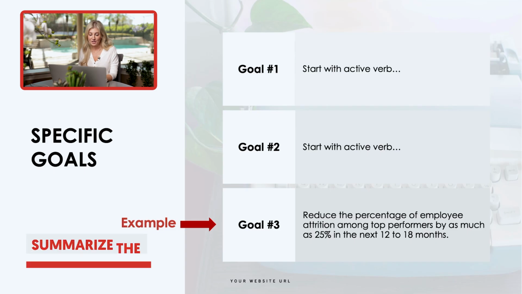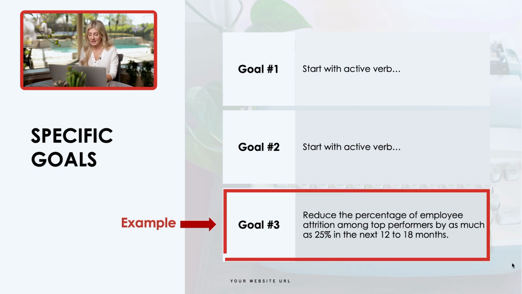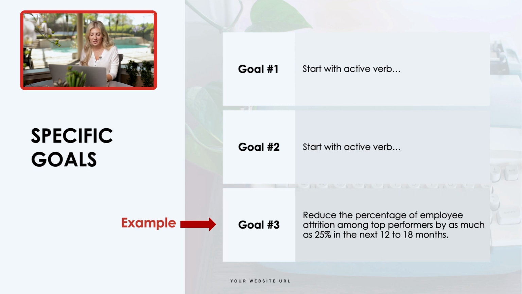On your next slide, you want to summarize the 3 specific goals of the initiative. Make sure for each one of these 3 goals that you're starting with an active verb. And I give you an example here for goal number 3. In this case, the goal might be to reduce the percentage of employee attrition or turnover among top performers by as much as 25% in the next 12 to 18 months. And notice we're not just starting with an active verb, but we're also being specific in terms of a measurable goal at the end of this engagement.